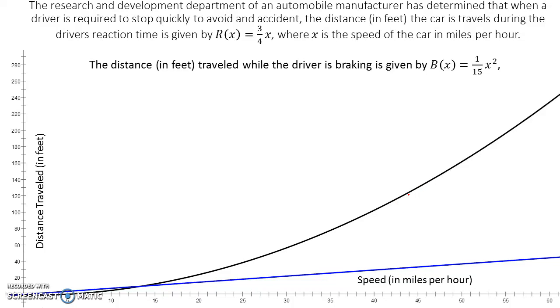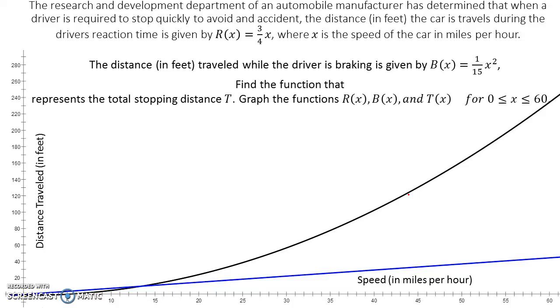This is a composition of functions. So the rest of the problem says this: find the function that represents the total stopping distance t. Graph all three of them. I've actually already graphed the first two. We're also going to graph the total stopping distance t of x. And this represents a car traveling between 0 and 60 miles per hour.